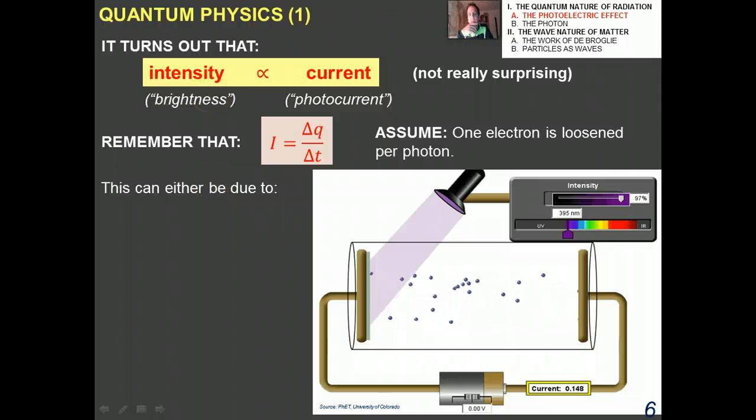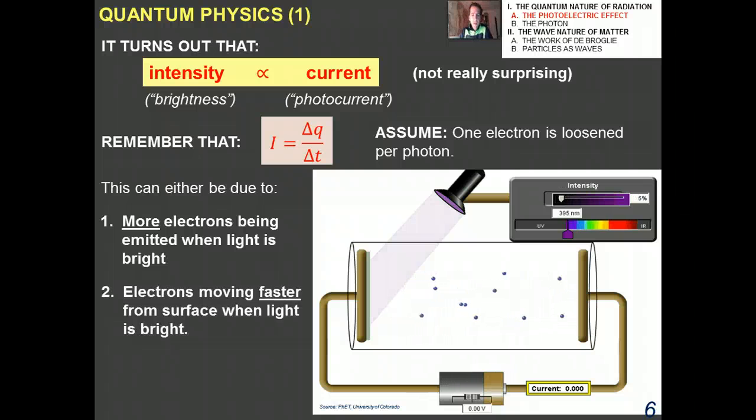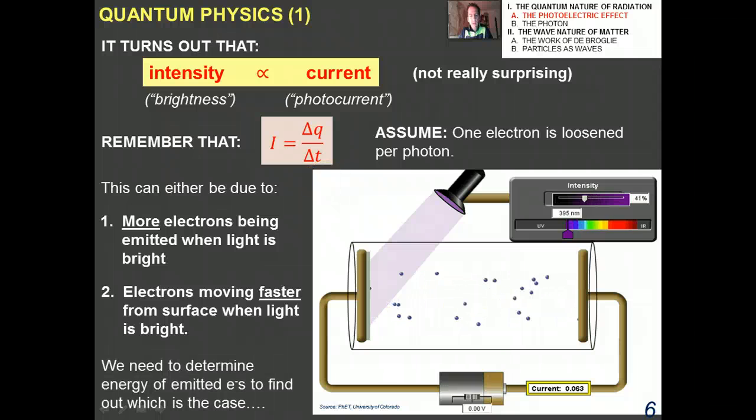The fact that the current goes down when the intensity goes down is due to one of two things. Number one, more electrons could be emitted when the light is bright. Or number two, electrons could be moving faster from the surface when the light is bright. Think about that. Those are the only two possibilities if this equation for current is correct. So the question is which one is correct. If you look at this PhET simulation, you can probably surmise that more electrons are being emitted when the light is bright. Can you tell that they're not moving faster from the surface? I'm going to prove that to you, and in fact, it's case number one that's true.